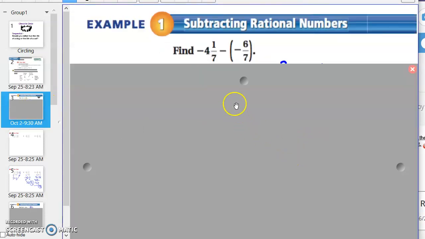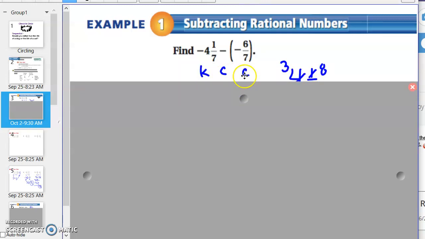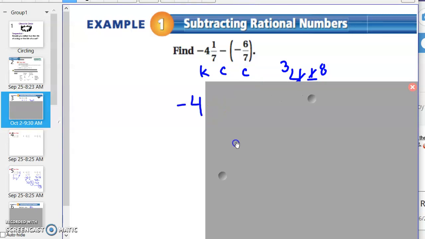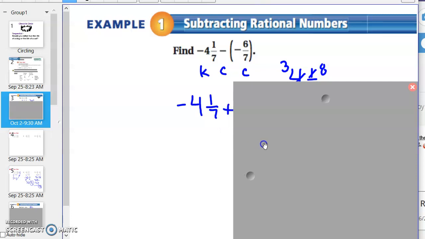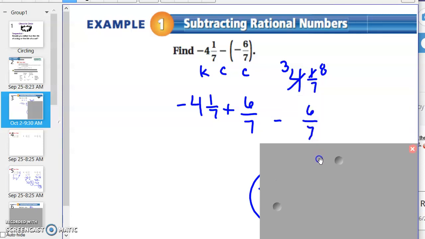So looking at my first example here, we have negative 4 1/7 minus negative 6/7. Well, first thing I do to help me follow the rules correctly is I write keep, change, change. So that means I keep negative 4 1/7 exactly the same. I change the minus sign to a plus sign, and then I find the opposite of negative 6/7, which is of course 6/7. Then I follow my adding rules. I have different signs, so I'm going to need to subtract. So I subtract the bigger number minus the smaller number. The bigger number, of course, is 4 1/7 minus 6/7.